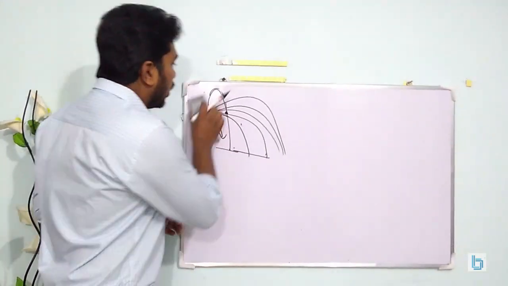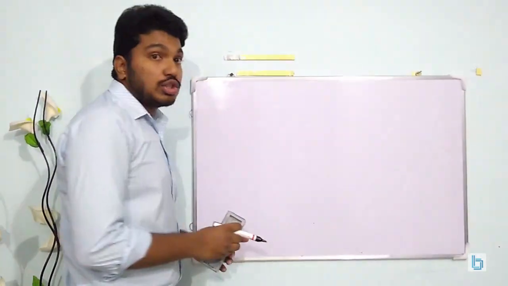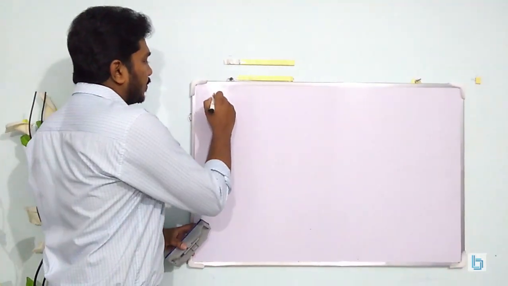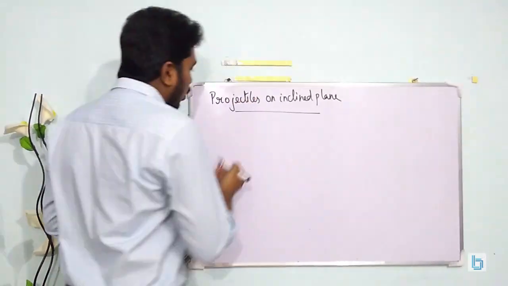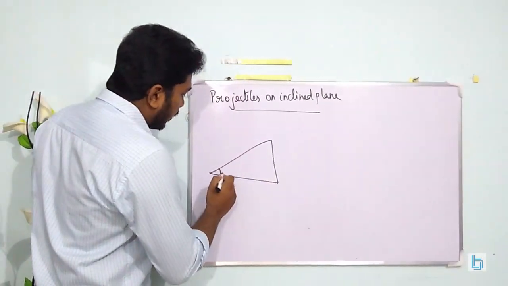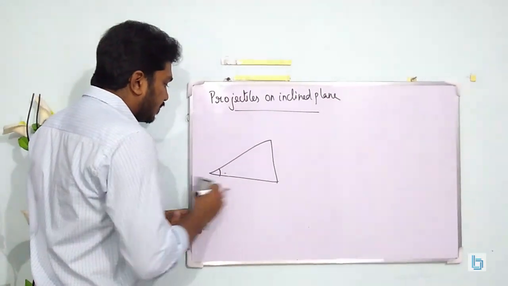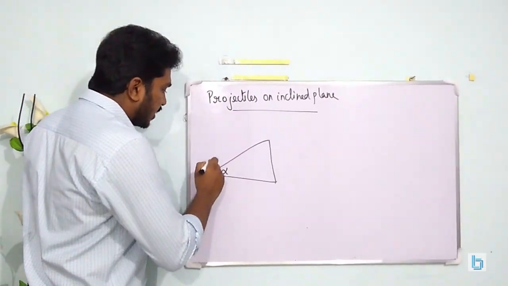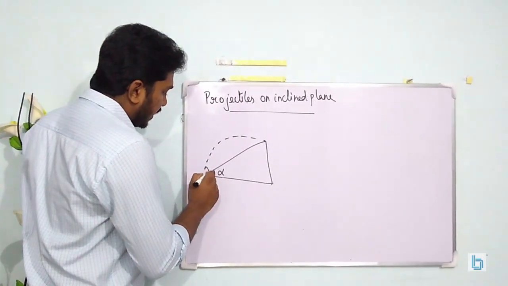Now let's move on to the third one, and that is a projectile launched on an inclined plane. Projectiles on inclined plane. Okay, നമുക്കൊരു inclined plane വരയ്ക്കാം. ഇവിടെ inclined plane angle theta എന്ന് എടുക്കാം, or maybe I'll take it as alpha. It is projected at a certain angle, a projectile. We'll take that angle as theta.